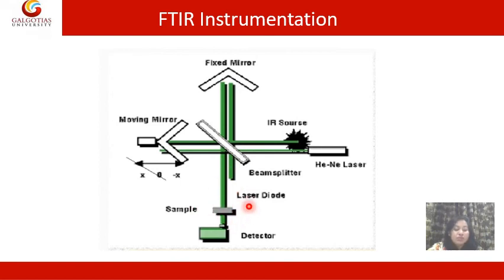Now the sample absorbs the radiation, and after absorbing it goes towards the detector. The detector detects the transmitted radiation, and after that the detector produces an interferogram in the form of waves. Then these interferograms are calculated by the mathematical equation, the Fourier transform equation. Then the computer gives the result in the form of FTIR spectra.